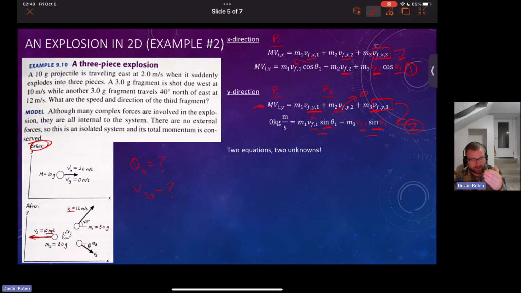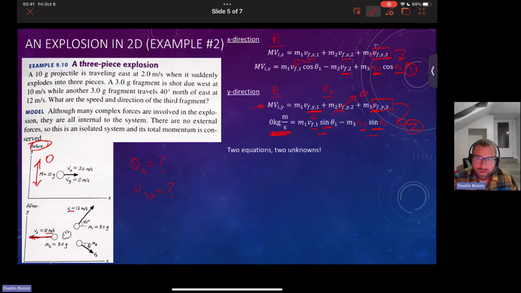Also, in the y direction, you'll notice that I said all this is equal to 0 because initially, if you look back here at my before picture, this overall object has no momentum, no velocity, no anything in the up-down direction, in the y direction. So that's where this 0 momentum comes from. There's nothing going on in the y direction, so I can just say it's 0 and then move on.